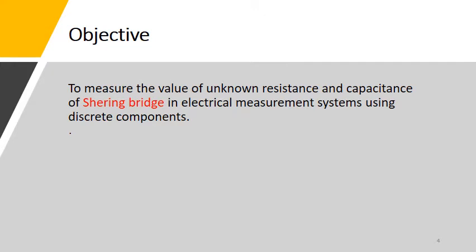To measure the value of the unknown resistance and capacitance of the Schering bridge in electrical measurement systems using discrete components. In this experiment, we will just perform the Schering bridge part, which is 5A.